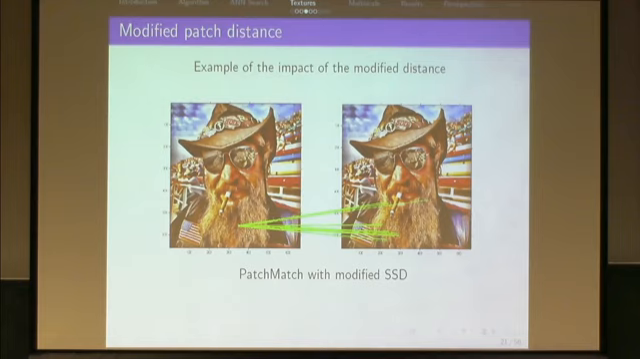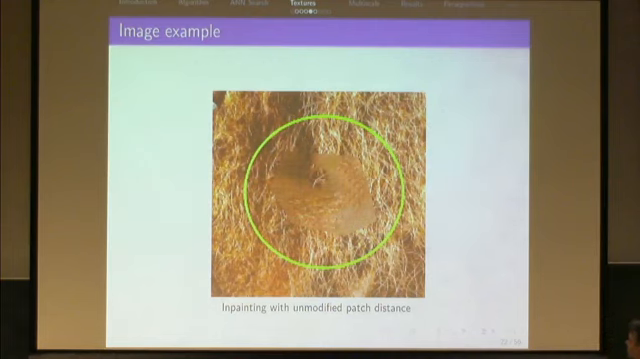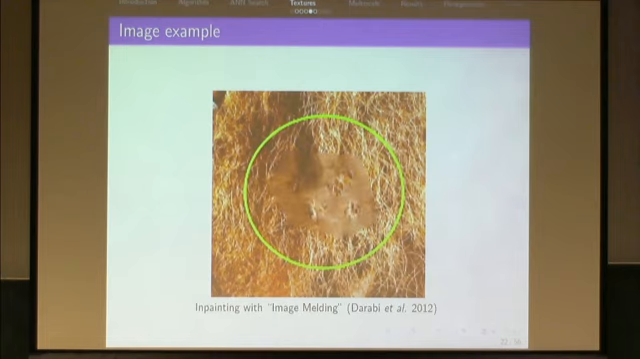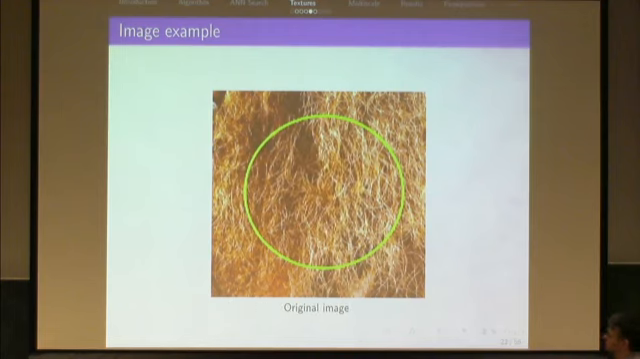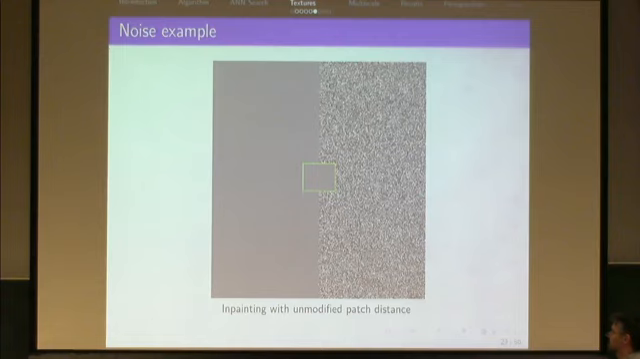So you really improved the perceptual meaning of the distance you're using. This is the inpainting with the standard Euclidean distance. That's a competing method which has the same problem, and this is what you obtain with the modified distance. So it's much better in perceptual terms. And this is the original one, so it's a bit far away.